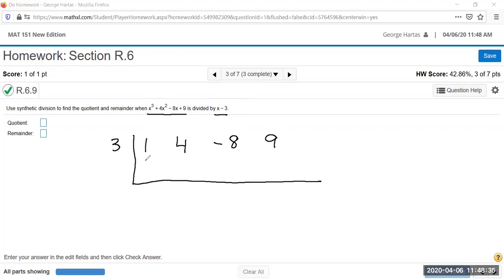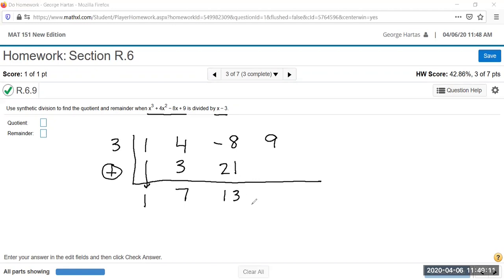First thing we have to do is to bring the leftmost digit straight down. Then we're going to multiply. 3 times 1 is 3. Put it in this slot right here. Once you have two numbers on top of each other, add them. Add. 7. Once you have a number down here, multiply. 3 times 7, 21. Add. So that's 13.